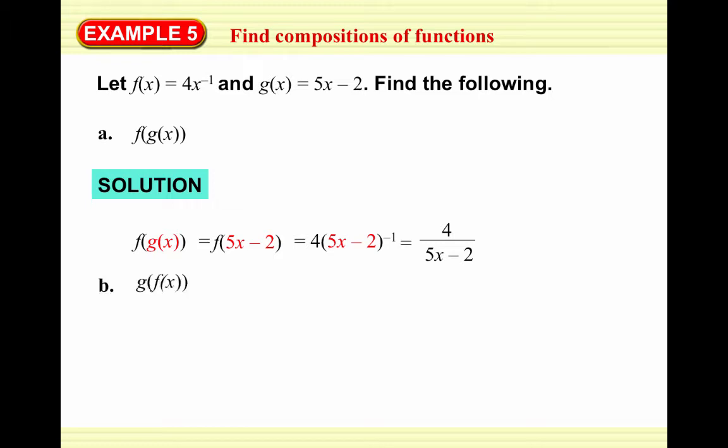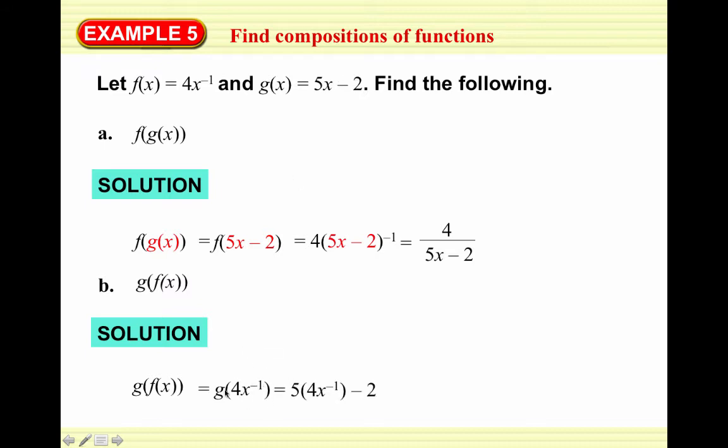What if we go in the other direction? What if we figure out what g of f of x is? So that means f of x is going to be our input into g. So let's replace f of x with its rule. The rule is 4 times x to the negative 1. Okay, so we've replaced the name f of x with the rule for f of x, 4x to the negative 1. And so this is going to be our input for g. Remember, g is 5 times the input minus 2. So we're going to have 5 times this input, 4x to the negative 1, minus 2.